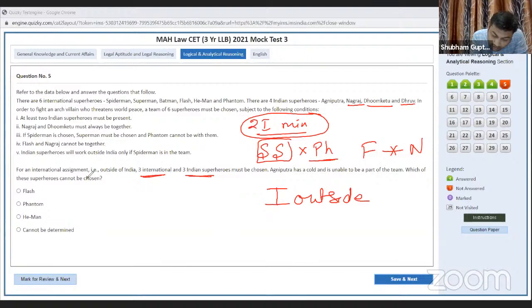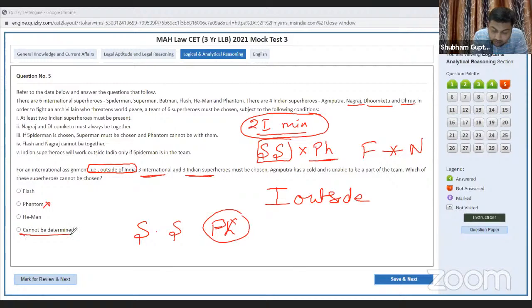And if they are working outside of India, then Spider-Man must be on the team. If Spider-Man is on the team, then Superman should also be on the team. Then Phantom should not be on the team. So Phantom should not be on the team. Because the option cannot be determined is mentioned, let's read further.